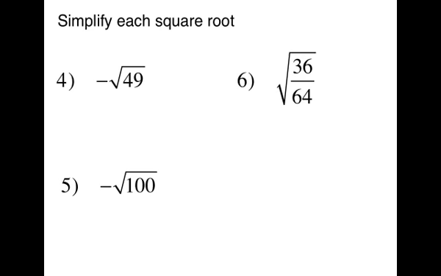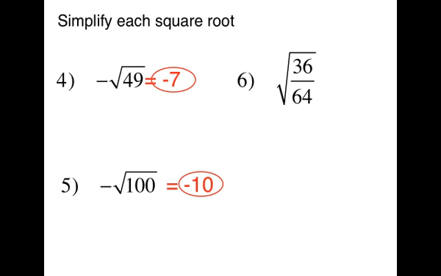Would you try these 3? I'll give you a moment to pause and then to give them a try. Okay, so for number 4, you should have gotten the negative 7. The negative square root of 100 is negative 10.